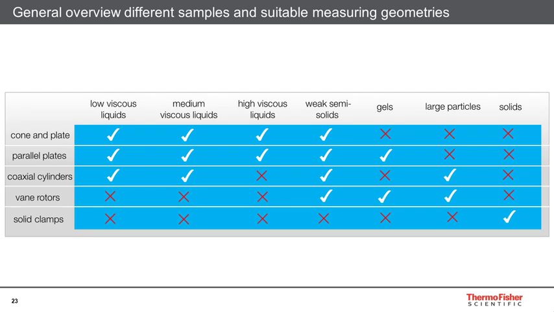This slide gives a general overview of different types of samples and shows the most suitable measuring geometries for testing them. We are covering consistencies from very low viscous all the way up to fully solid. In most cases, you have more than one option, and the ideal geometry also depends on the type of test you want to perform and the parameters you want to measure.